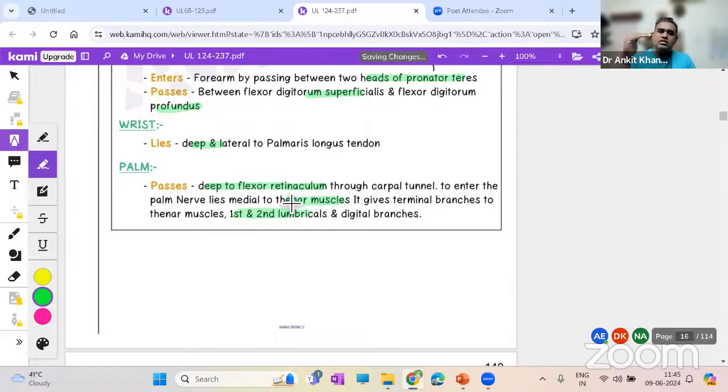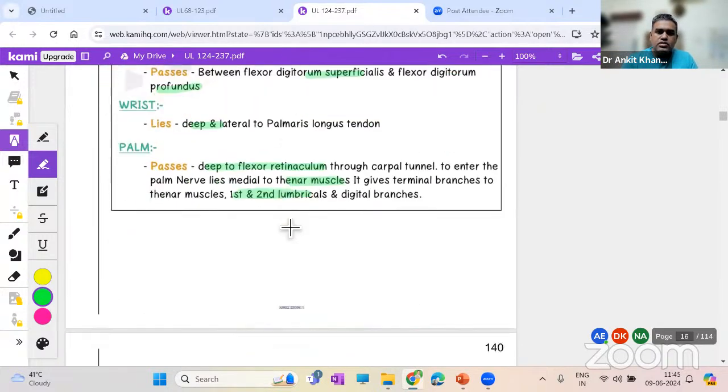Lumbricals are muscles which cause this action, the pen holding position. These are the actions of lumbricals. Median will supply only the first and second lumbricals over here. The rest of the lumbricals, third and fourth, are supplied by the ulnar. This basic idea of the course we should know.